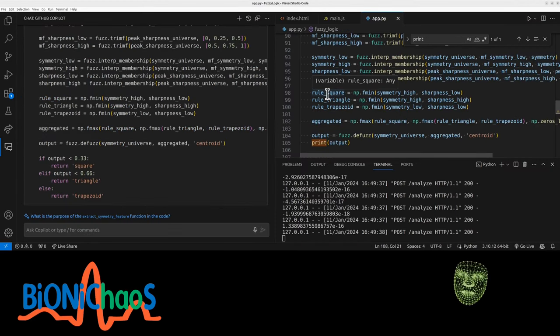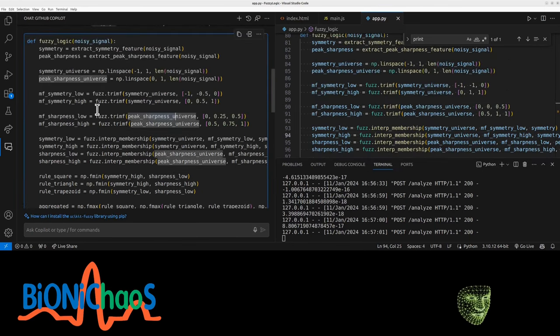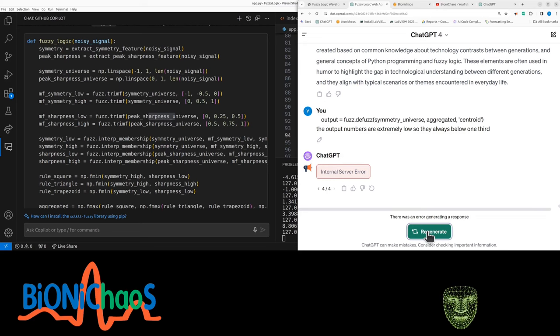For square, the symmetry should be high. No, actually, it doesn't make sense. We have to double check. I'm wondering if there is a way to display the fuzzy logic parameters. I mean, because that should be like an explainable AI, XAI. Can GPT just design the model for us? Currently it's not working at all.